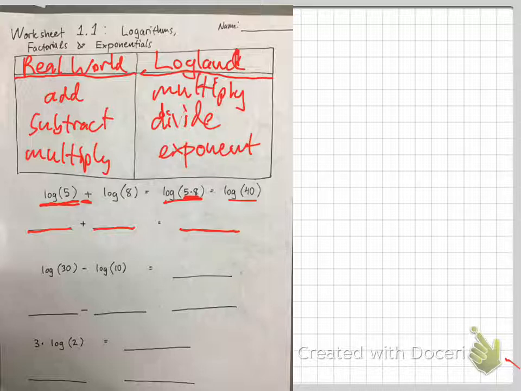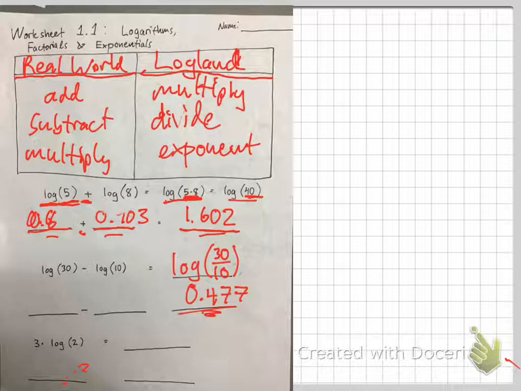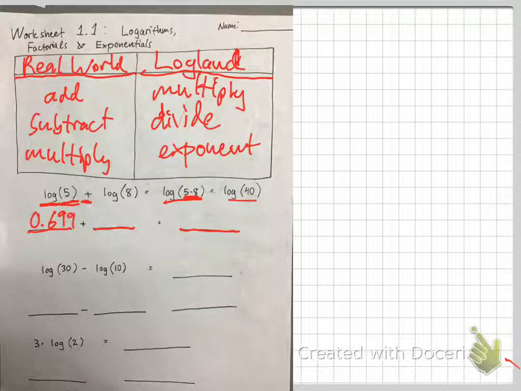Okay, I'm assuming that you paused and now you're unpaused and that you calculated and wrote down each of the numbers. And the numbers that I got were 0.699 here, 0.903 here, and 1.602 here. Notice that if I were to take these two numbers and add them together, I will get that one, even though you calculated this number separately, because of that multiplication there inside log land.